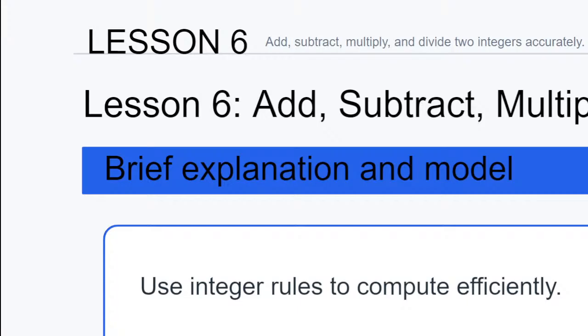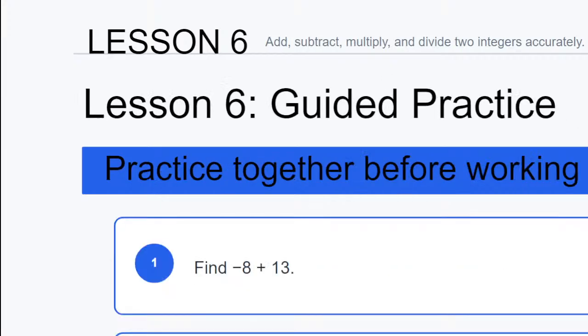Adding same signs, add and keep the sign. Adding different signs, subtract and keep the sign of the larger absolute value. Multiply and divide, same signs positive, different signs negative. Example, -6 times 4 equals -24. Let's practice. Explain how you know.